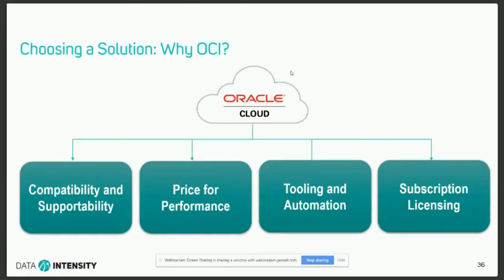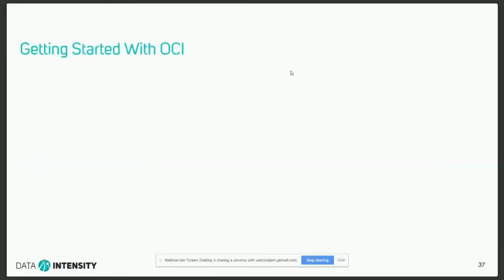They chose OCI in part for the compatibility and supportability, but more so for the price and performance and the subscription software licensing. The tooling and automation was a benefit. And part of the reason that they chose us as a provider was because we offer a significantly higher level of automation around OCI than even Oracle does today.